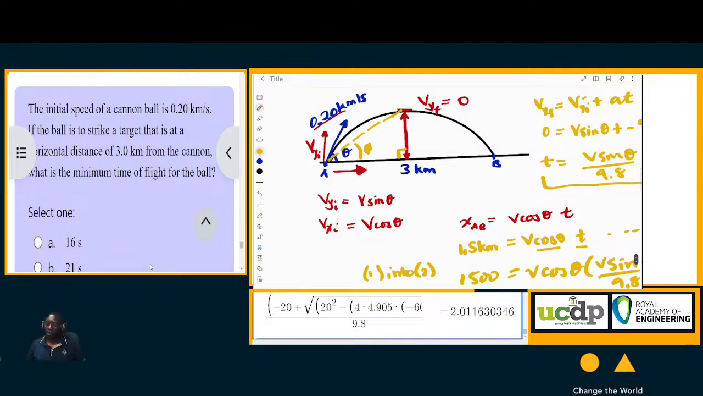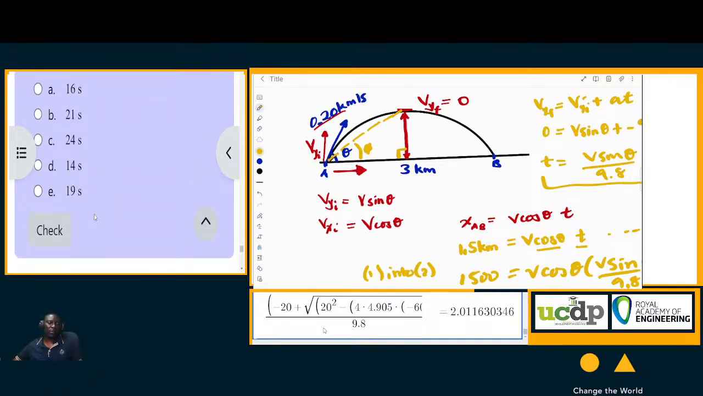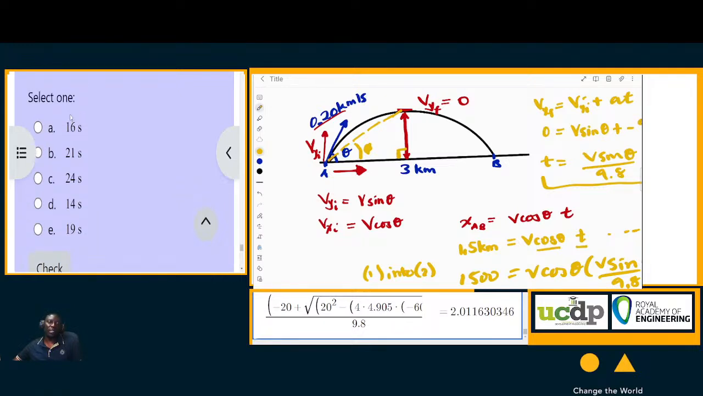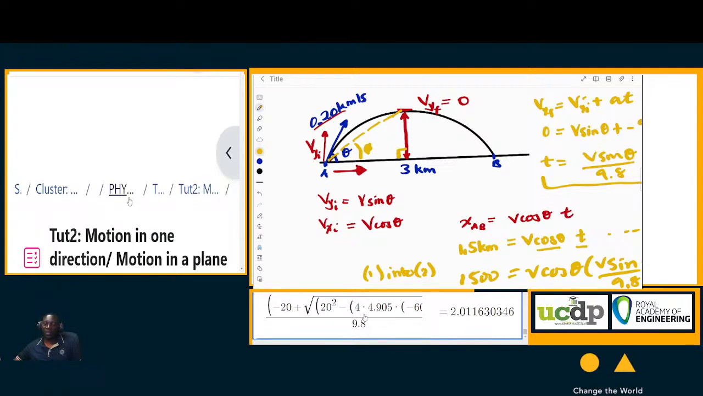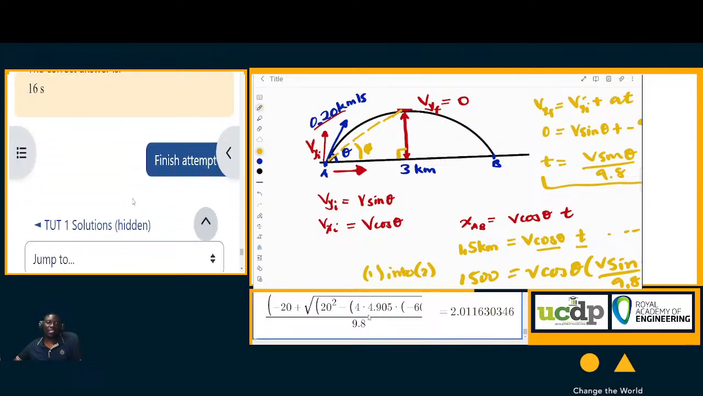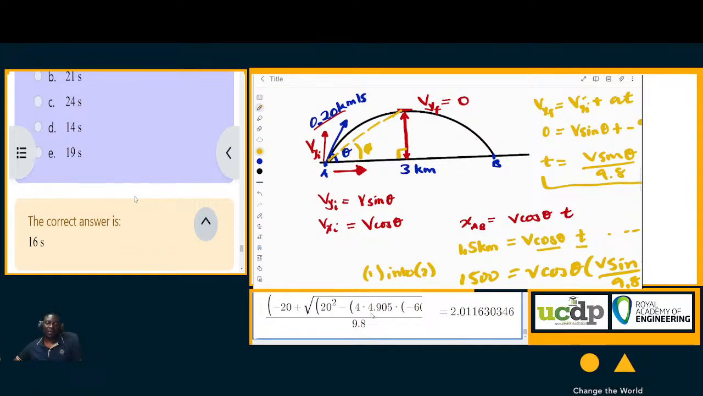Divide by 200. What do you get if you divide 3 kilometers by 200 meters per second? 15 seconds. There's no 15 seconds there. Minimum. But does it say minimum? Let's see. Yeah, it says minimum. Then it'll be 16 seconds. The 15 is actually 15 exact. Is it 15 exact?